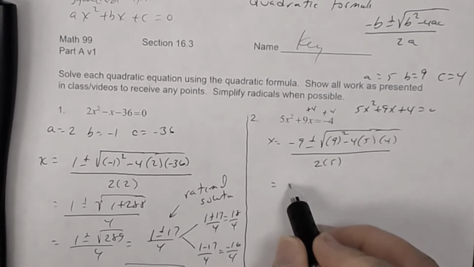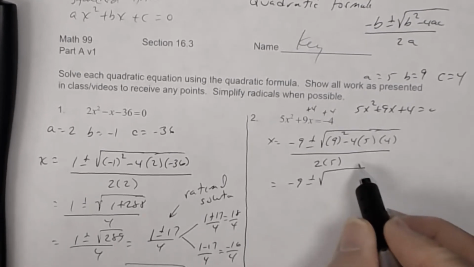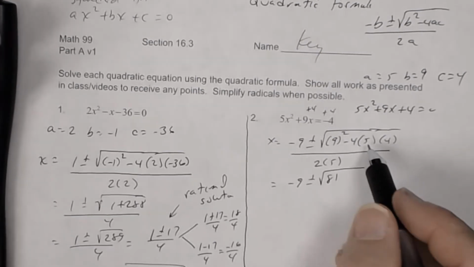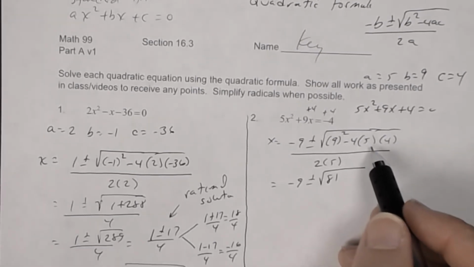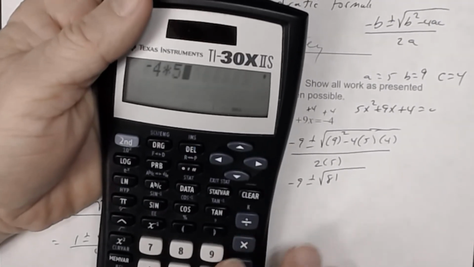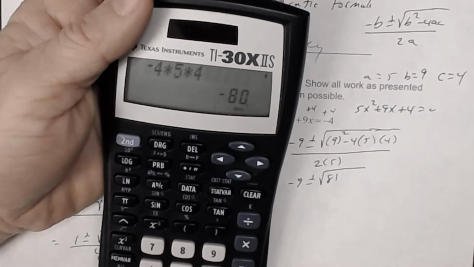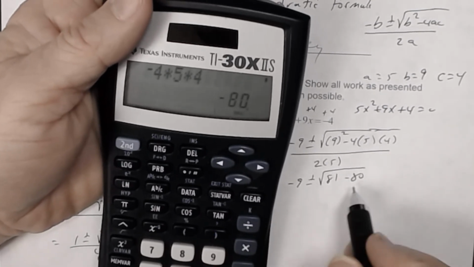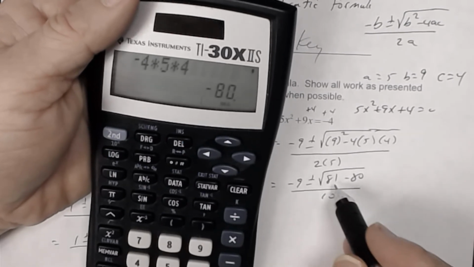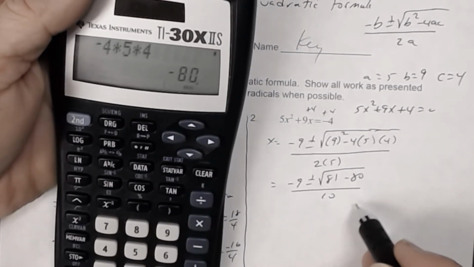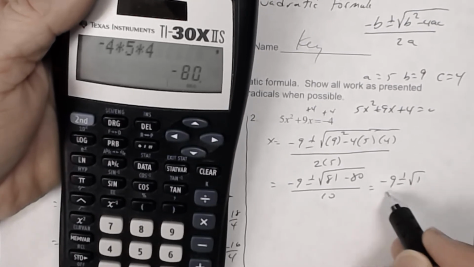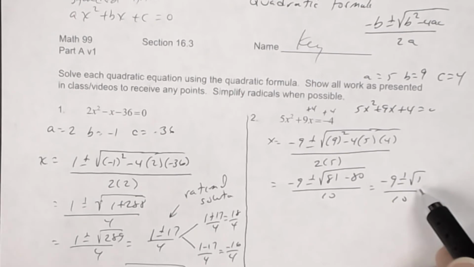So I get negative 9 plus or minus the square root. So I'm going to simplify the radicand. So 9 times 9 is 81. Okay, let's look at this one. So a negative 4 times 5 times 4 equals a negative 80, right? So minus 80. All divided by 10. So now 81 minus 80 is 1. So I get negative 9 plus or minus the square root of 1 divided by 10.